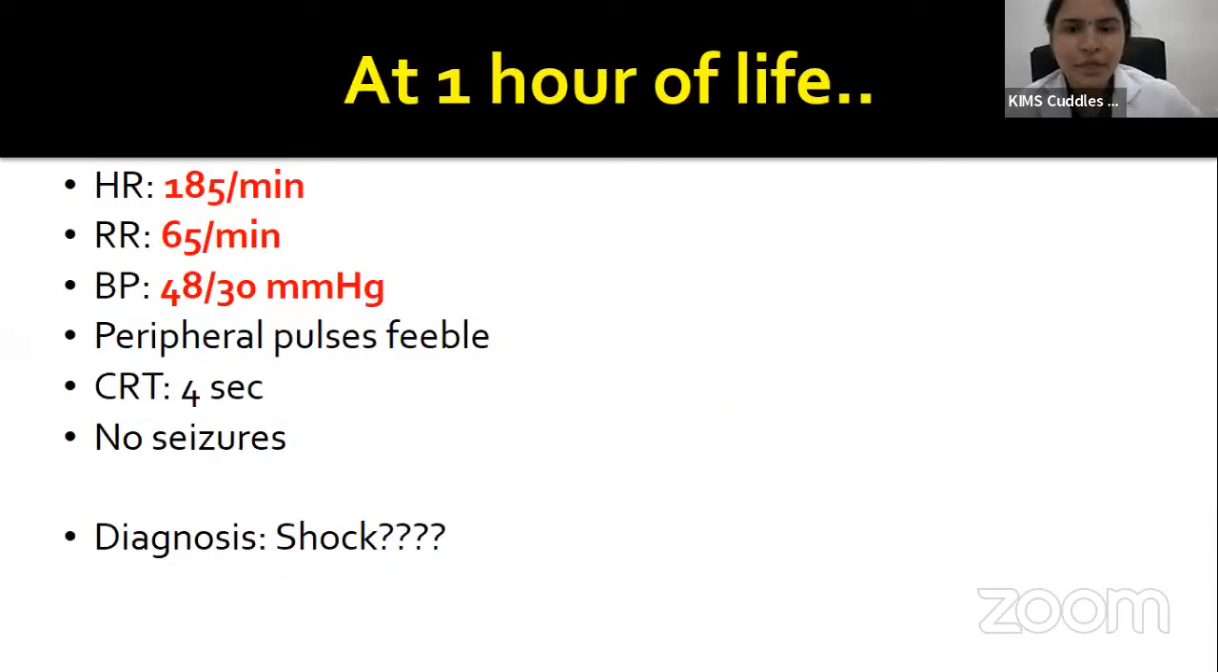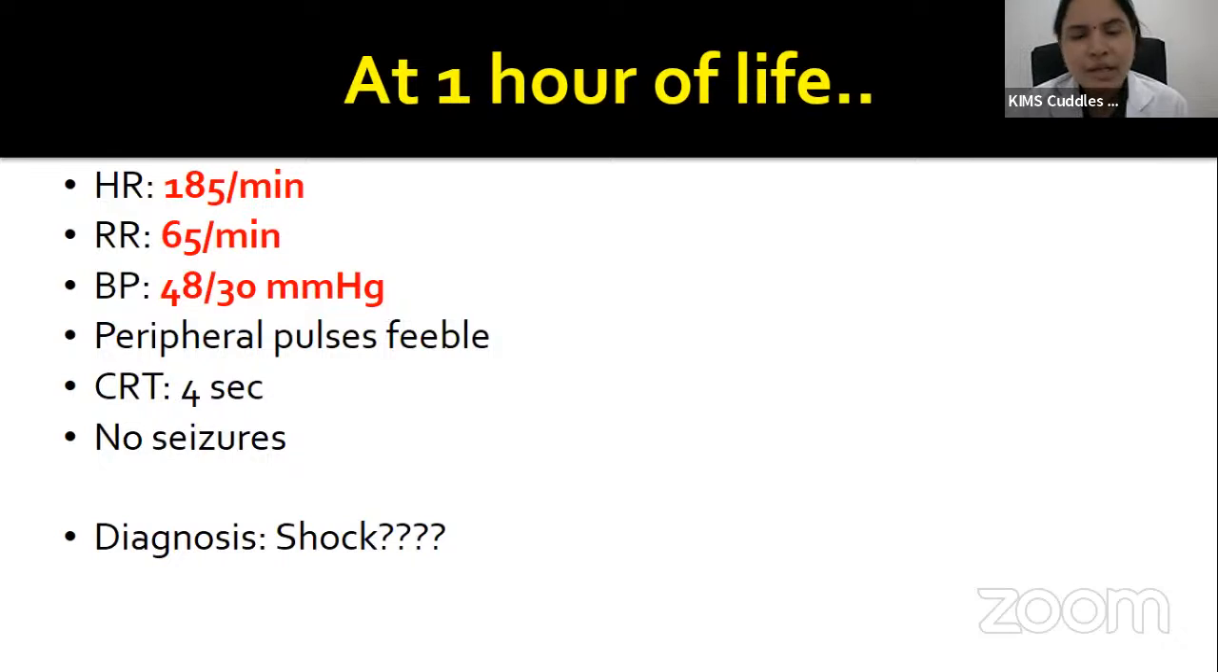On examination at 1 hour of life, the baby was found to have tachycardia with a heart rate of 185 beats per minute, with tachypnea with a respiratory rate of 65 per minute, and hypotension. The systolic blood pressure was low at 48. Diastolic blood pressure was 30 millimeters of mercury, which is just at the 5th centile, but systolic blood pressure was low. Peripheral pulses were feeble. CRT was 4 seconds. The baby did not have seizures, at least until that time.